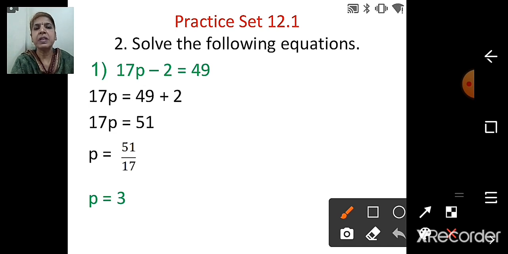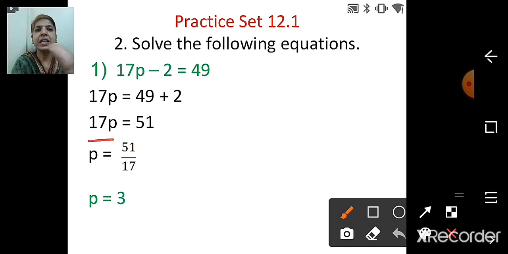So now what we will say is, we will say taking minus 2 to the other side of the equality. So when it is given minus 2, we have to take opposite sign of it. So it will become adding 2 on both the sides. And how I have shown you how it is. And then next step is 17p is equal to 51. 49 plus 2 is 51.